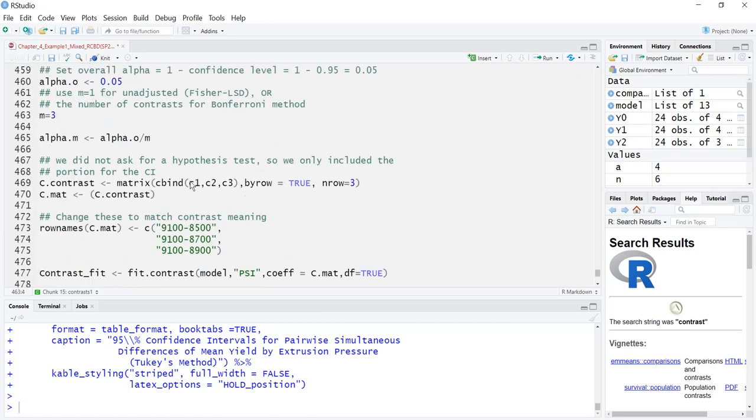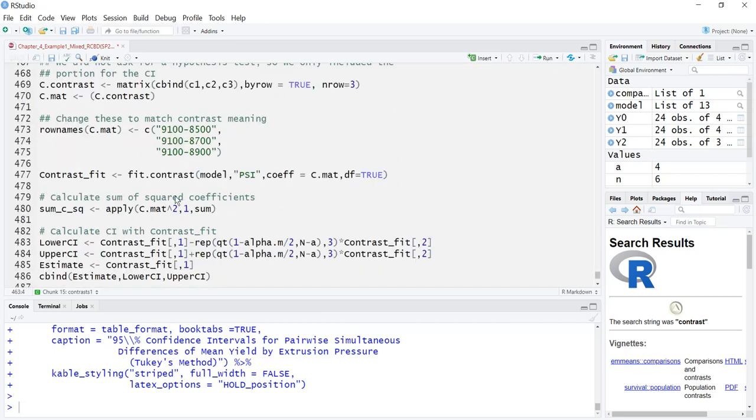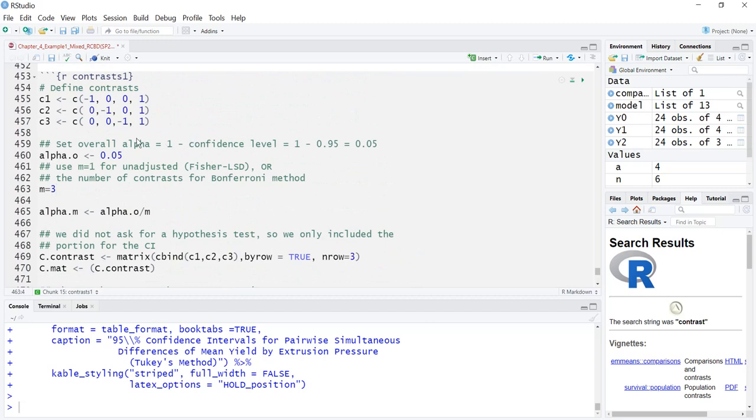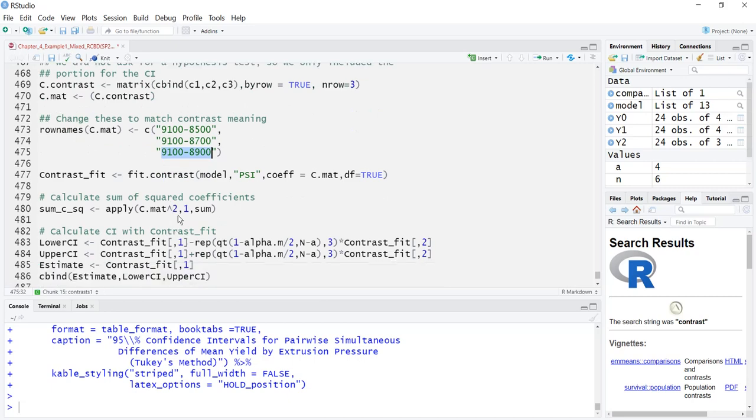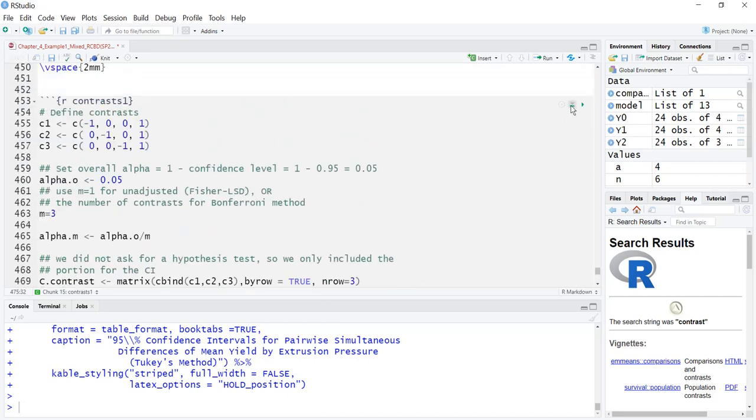And so you don't have to change much. If you leave it at 3, and you have 4 levels of A, then you wouldn't need to change this if you don't want to. But you would need to change the names of the differences. So here I have the different extrusion pressures, right? And so let's run this.